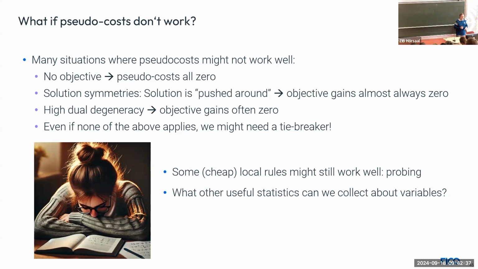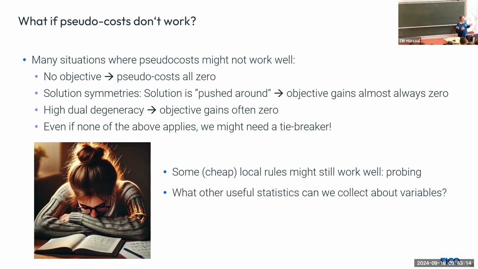We mentioned symmetries yesterday. So this will be a situation where once you branch away one solution, most likely what happens is the algorithm just finds a solution that is structurally equivalent, but different in certain assignments, like think about exchanging the colors in the coloring problem. The objective gains will almost always be 0 in that case. Same for high dual degeneracy, objective gains are 0. So all that is a bummer for pseudo-costs.